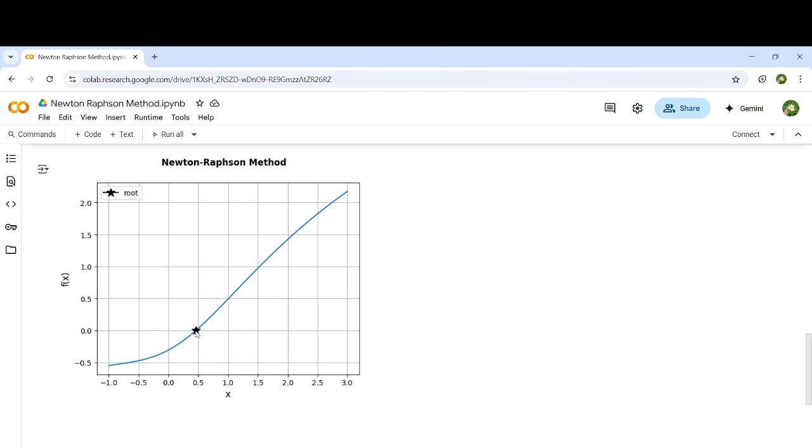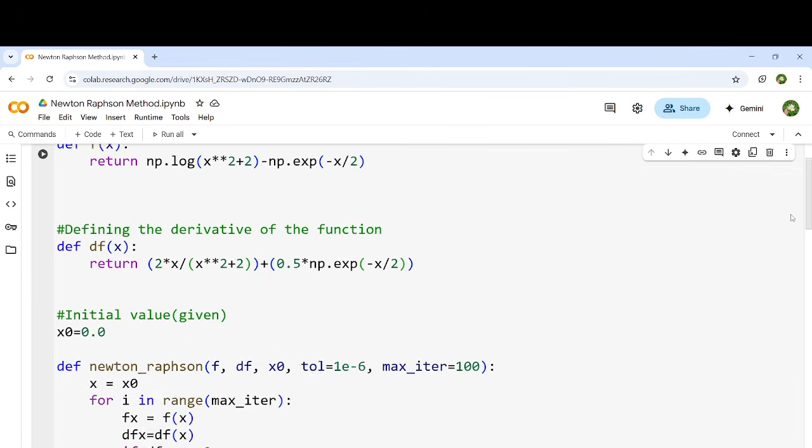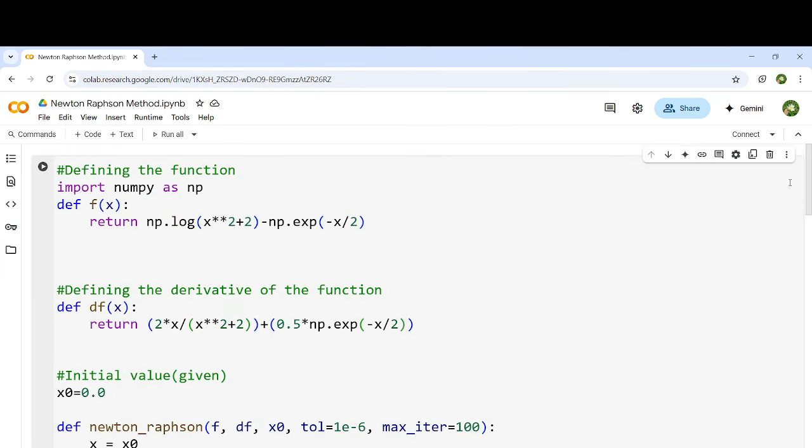Okay, I hope this is clear to you, and this video is really helpful to you for understanding the Newton-Raphson method and its Python code, and you may solve the numerical problems which I have shown previously by yourself. Okay, thank you for watching this video.